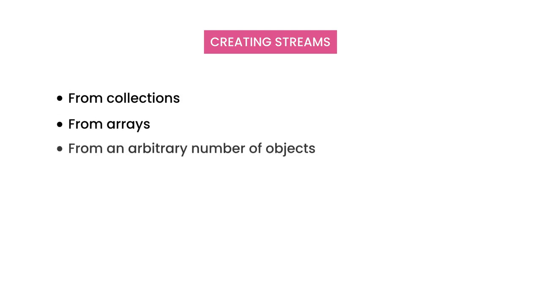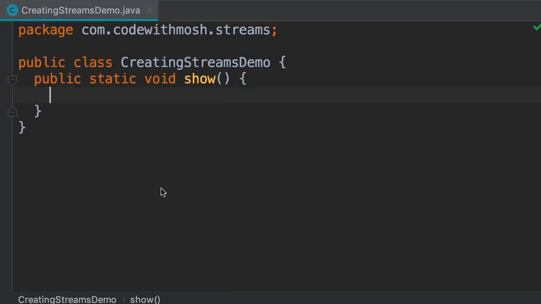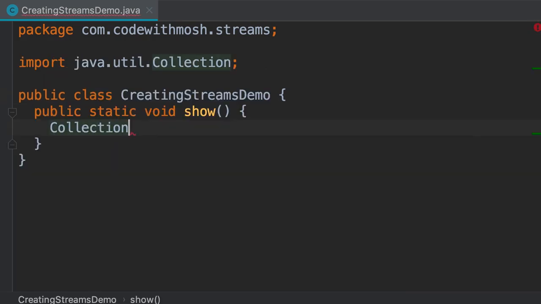We have a few different ways to create a stream. We can create a stream from a collection, from an array, from an arbitrary number of objects. We can also generate infinite and finite streams. Let me show you. So this collection interface that we have in Java, let's say collection of integer.